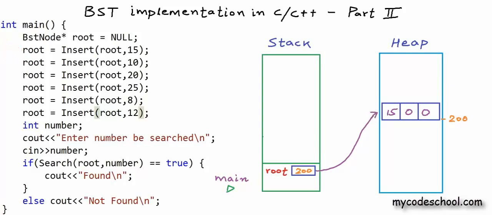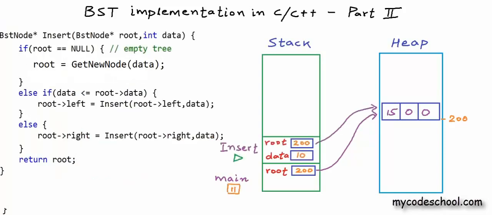Now in the execution of main, control will go to the next line, and we have this call to insert function to insert number 10. Once again, execution of main will be paused and a stack frame will be allocated for execution of insert. Now this time for insert call, root is not null, so we will not go inside the first if.